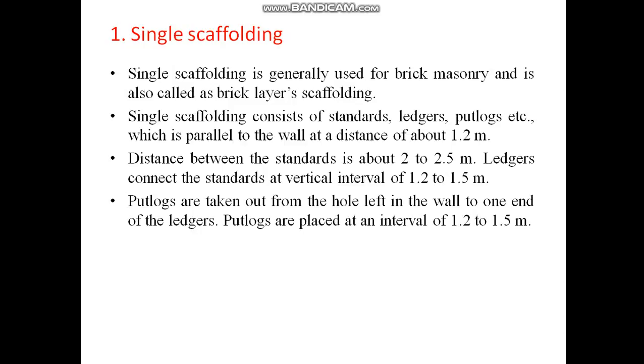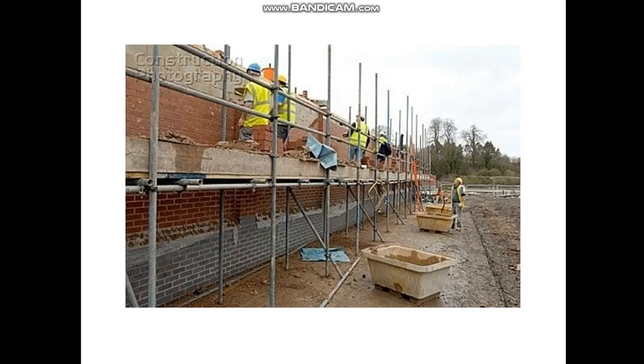Now if we observe this figure, these vertical members are nothing but the standards. These inclined members are nothing but the ladders, and the horizontal members are nothing but the putlocks. Now one end of the putlock is inserted in the wall masonry, and the other end of the putlock rests on the ladders.